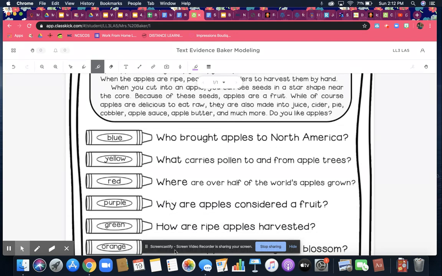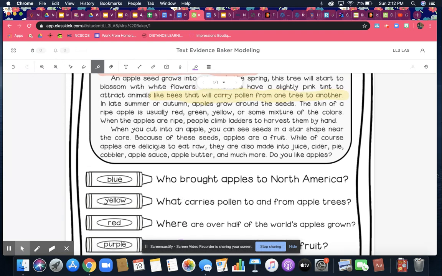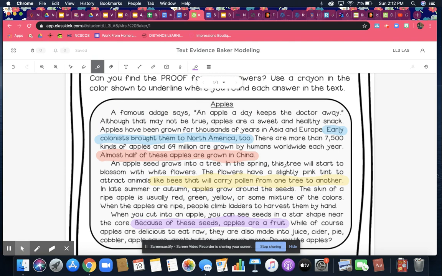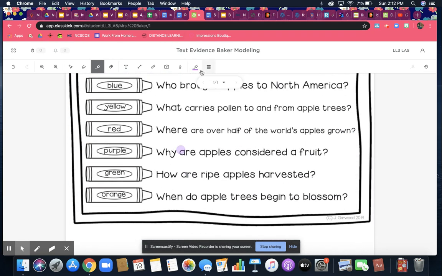My purple question down here was, why are apples considered a fruit? So we just read that. Because of these seeds, apples are a fruit. Okay, I'm finding the evidence in the text. Next, I need green.